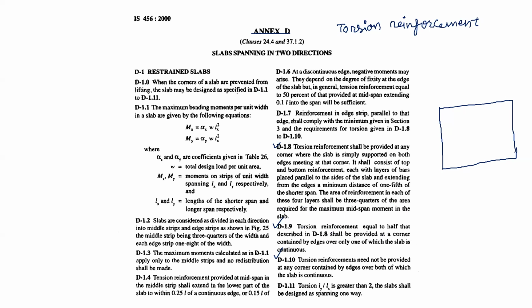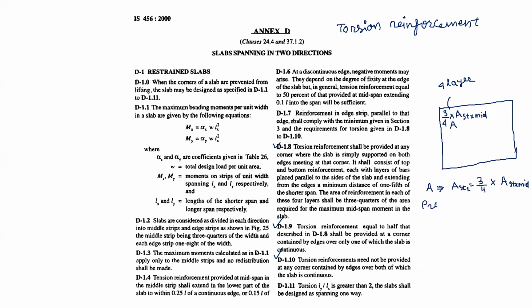Then second, when we do not have a continuous edge, here we have to provide 3/4 of AST X at midspan on this corner, that is in 4 layers. So you have to write there. Here you have to write corner A, then you write AST required equal to 3/4 of AST X midspan.